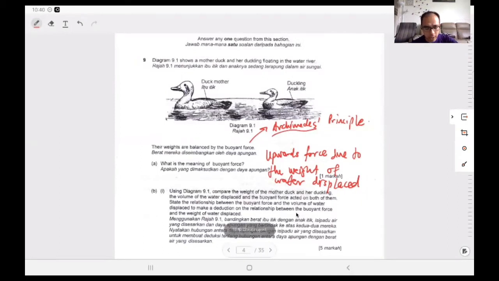Compare the weight of the mother duck and her duckling. Obviously, the weight of the mother duck will be, let me see.